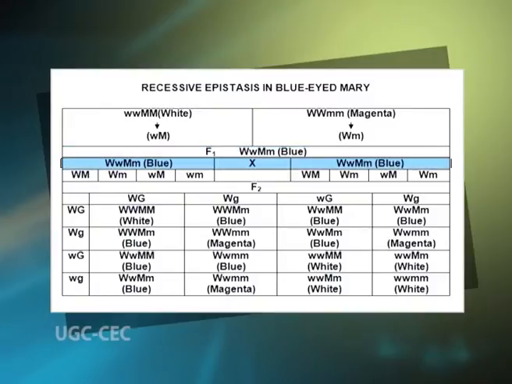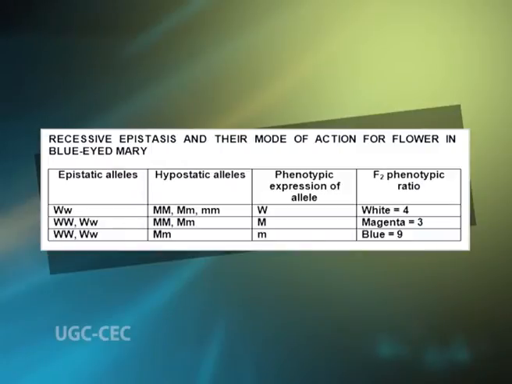When the F1 blue flowered plants were crossed among themselves, they produced offspring in the F2 generation as blue, white and magenta flowers in the ratio of 9:4:3. In this table, you can see the recessive epistasis and its mode of action for flower color in blue-eyed Mary. In the first column, the epistatic alleles are given, the second column represents hypostatic alleles, the third column represents the phenotypic expression, and finally the F2 phenotypic expression in the fourth column.